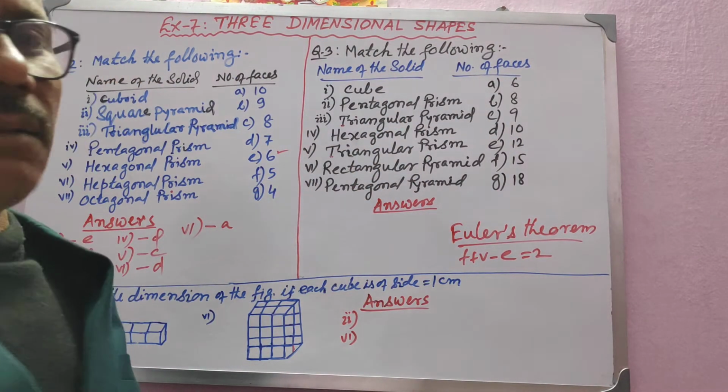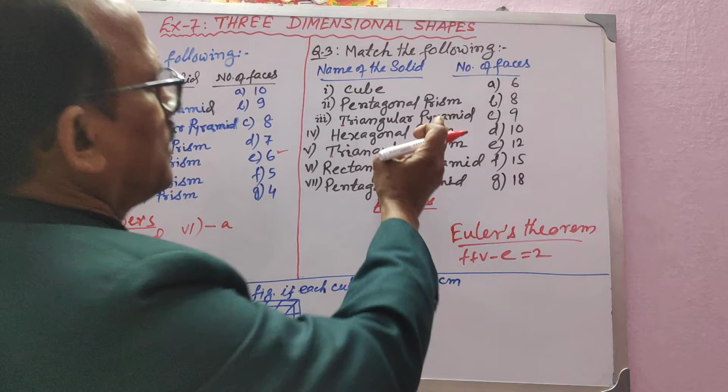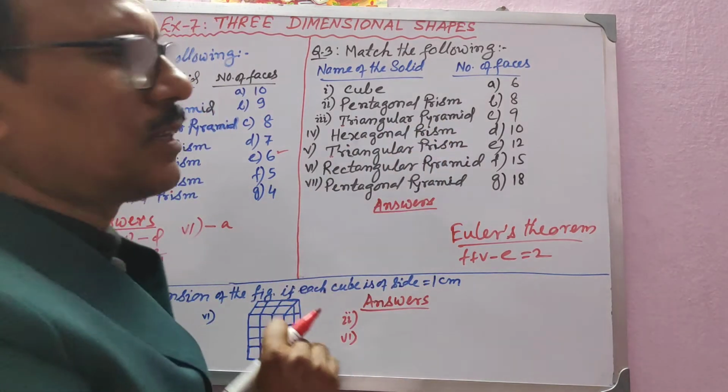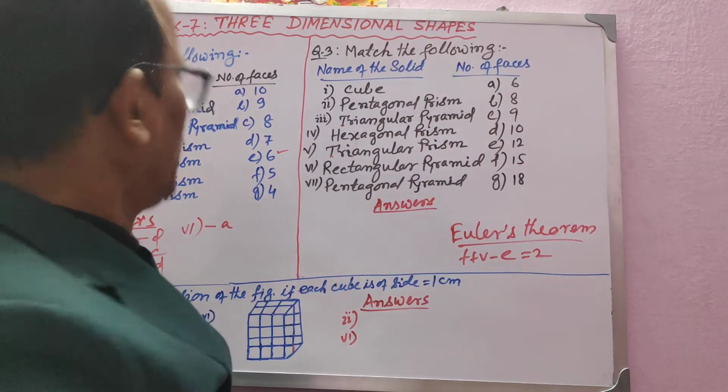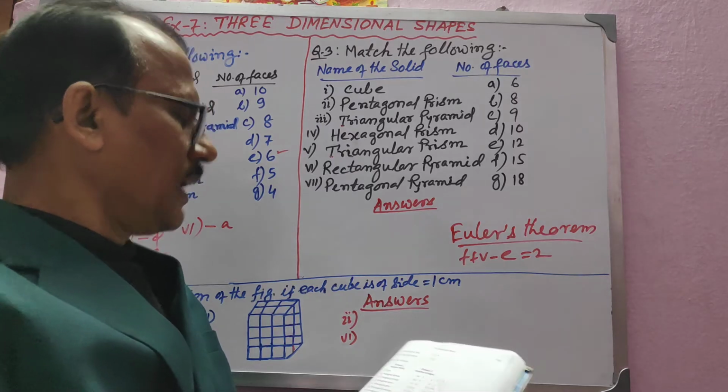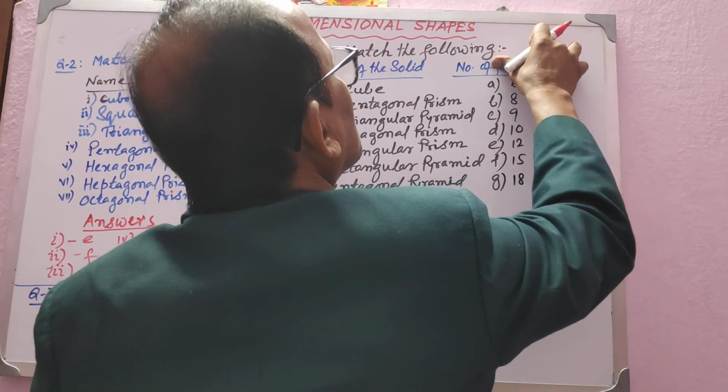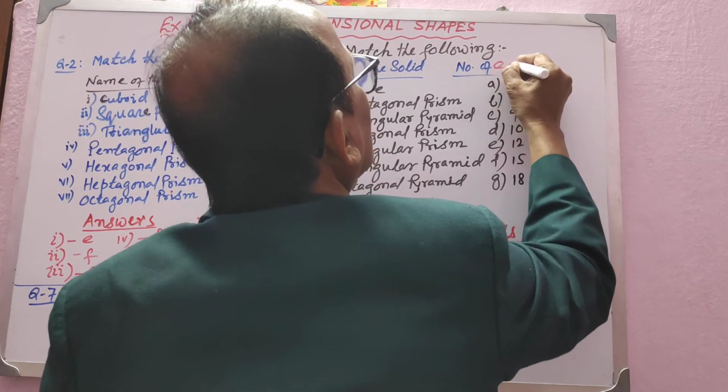Now I will move on to question number 3. It is again match the following. The solids are given on the left hand side and on the right hand side are faces. No, it is not faces, I think it is edges. It is the number of edges.